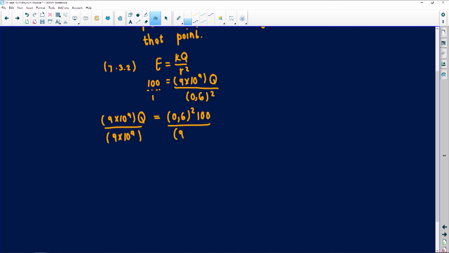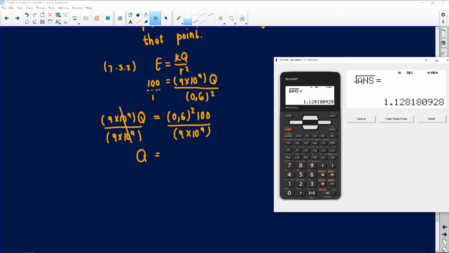Some of you make silly mistakes and forget to actually divide on both sides. Remember, if you buy a Father's Day present, you must buy a Mother's Day present. What you do on the one side, you must do on the other side. Now let's calculate this and see what we get.